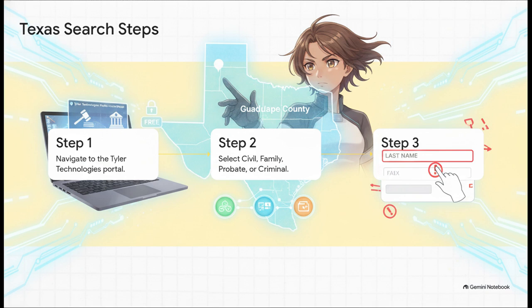For example, if you're searching by a party's name, the last name is a mandatory field. It's got this bold red label. You can't just guess or use partials. You really need precise data.